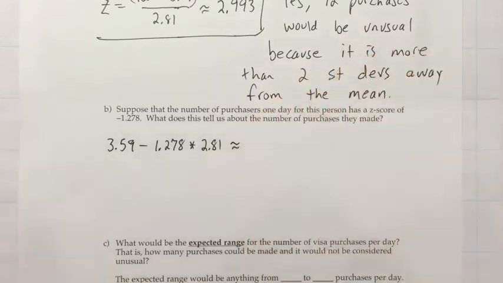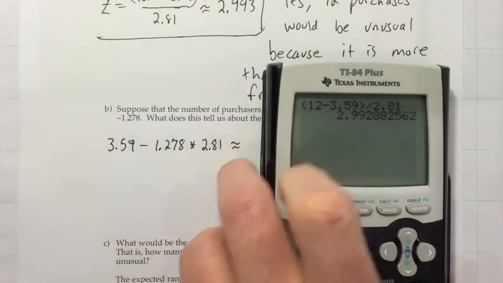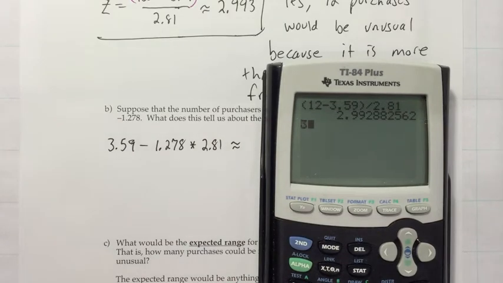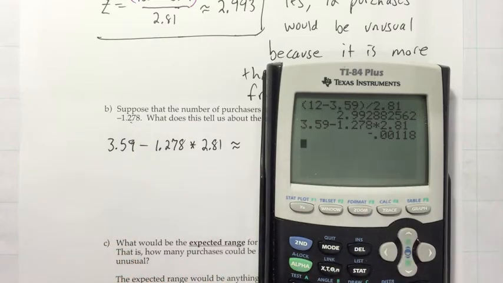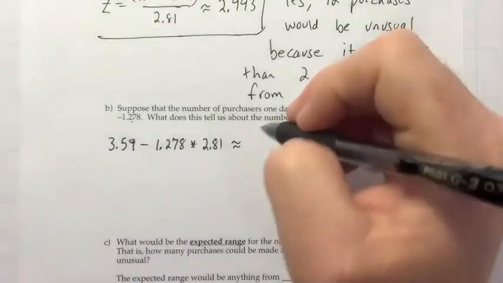So let's put that in the calculator and see if we can tell how many purchases they made that day. So 3.59 minus 1.278 times 2.81. So I get -0.0112 or so. But there's no way that can be what they actually did because the number of purchases is a whole number. So I'm going to assume there was just some rounding error in this z-score and that it was really 0 purchases that they made.